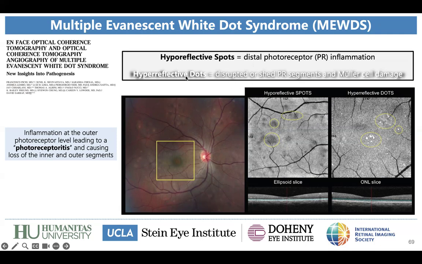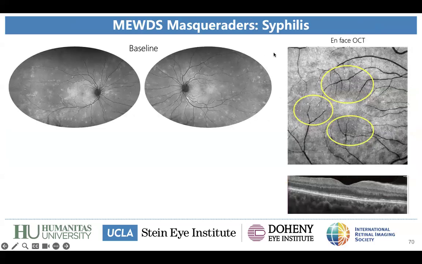While the hyperreflective dots might represent disruption or shed photoreceptor segments and Müller cell damage. This is important because this lesion can resolve either with observation or with therapy. I just want to show you an example of an actual patient. This was a patient with a MEWDS masquerader, which in this case is a syphilitic retinitis.